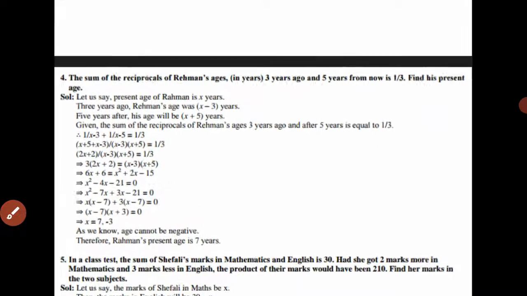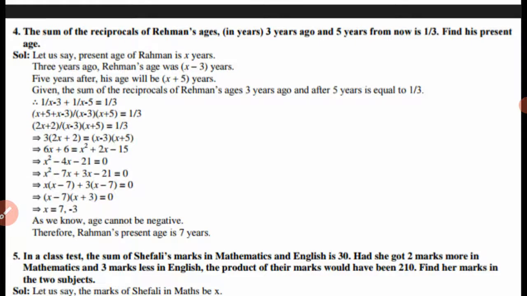Now after this, question number 4 we have been given: the sum of the reciprocals of Rahman's ages in years 3 years ago and 5 years from now is 1 upon 3. Find his present age. So here, according to the question, let Rahman's present age be x.